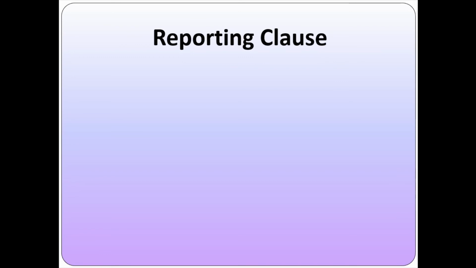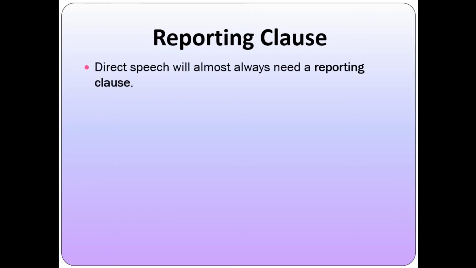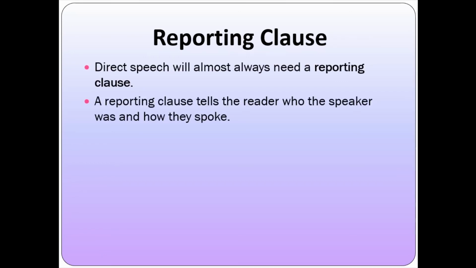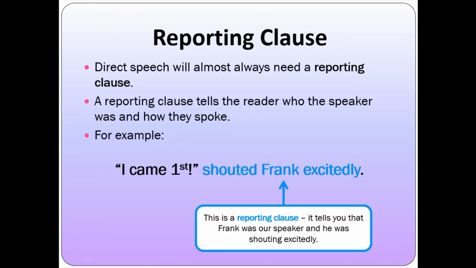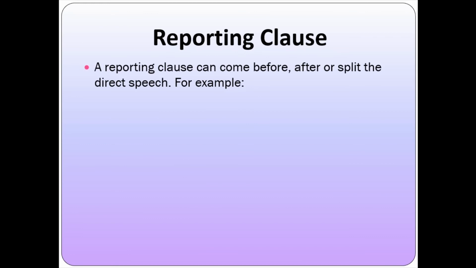So let's look at the reporting clause. Now, direct speech will almost always need a reporting clause, and that's because it tells the reader who the speaker was and how they are speaking. For example here, "I came first," shouted Frank excitedly. And there is our reporting clause. It tells us how they are saying it and who is saying it, okay? So he shouted it excitedly, okay? Again, there it is.